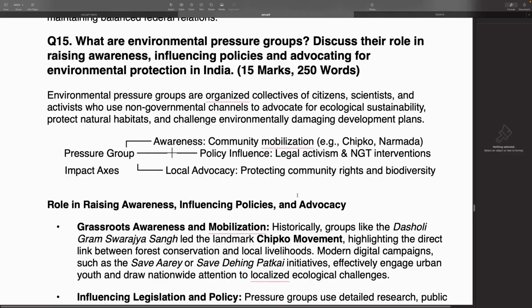What are environmental pressure groups? Discuss their role in raising awareness, influencing policies, and advocating for environmental protection in India.